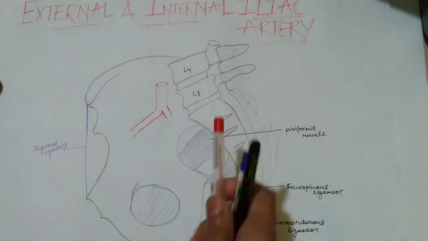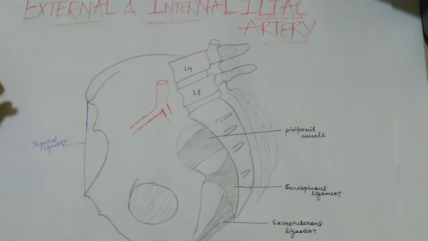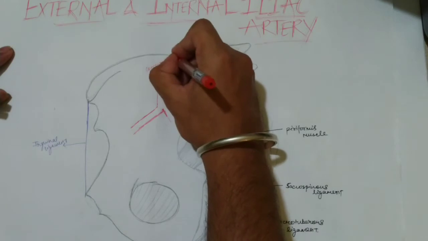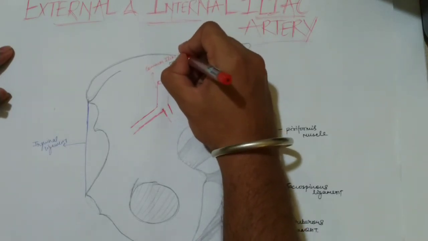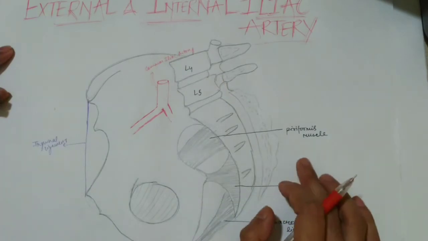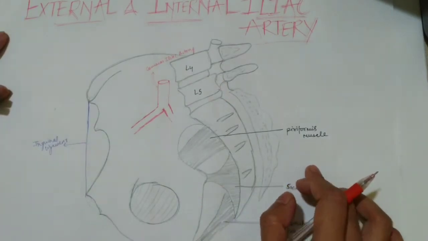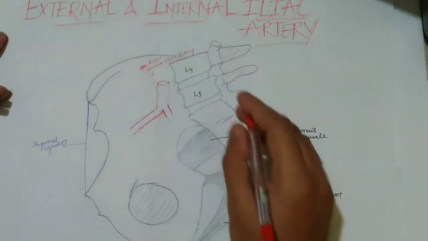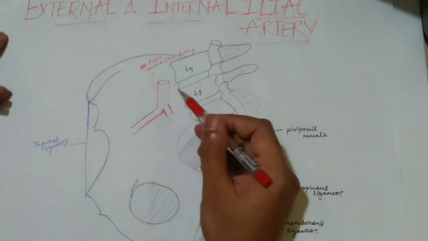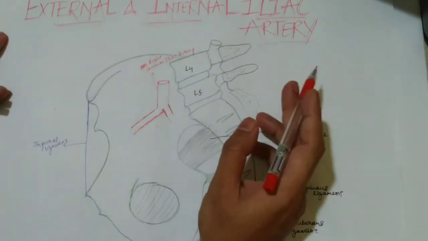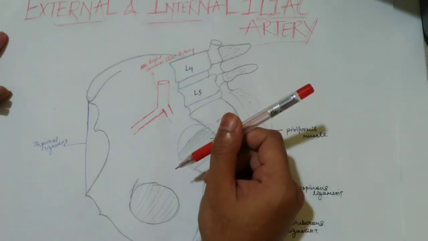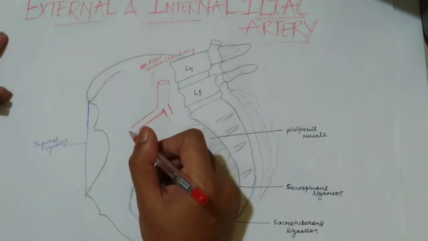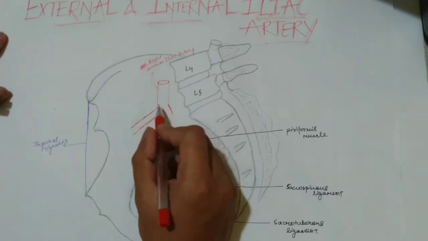So let's begin first with the topography from where there is bifurcation of our common iliac artery. As you know, the abdominal aorta bifurcates, consider it as your right side, just at the level between L4 and L5, into right and left common iliac artery, and further the right and left common iliac artery divide at the level of your sacroiliac joint into your internal and external iliac artery.